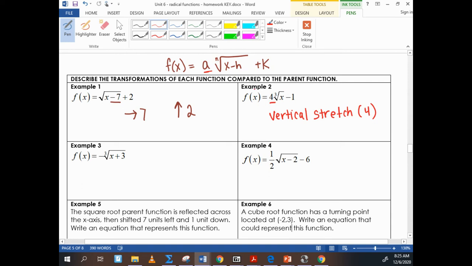Okay, and then there's no h right here. I'm not subtracting anything under the radical, so I don't have to move it left or right. However, I do have a k. That -1 means I'm going to move it down 1 right there.